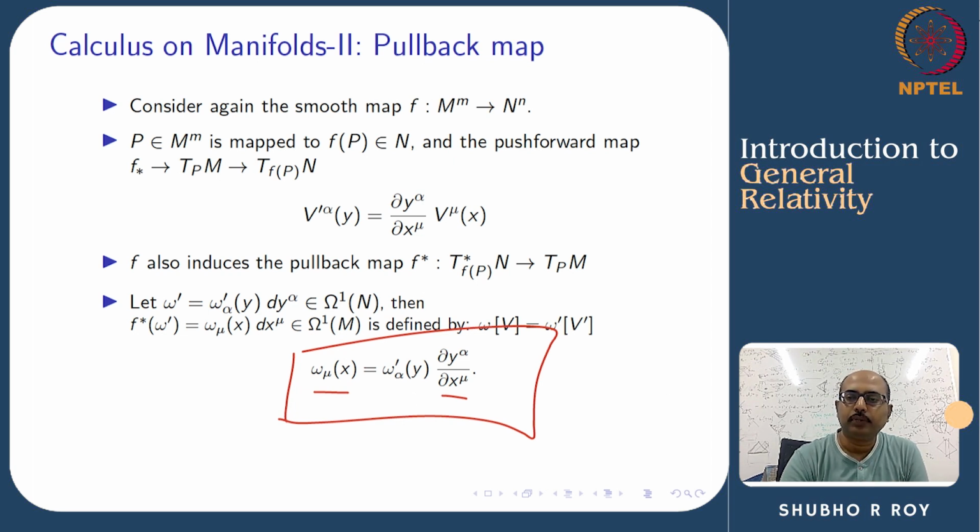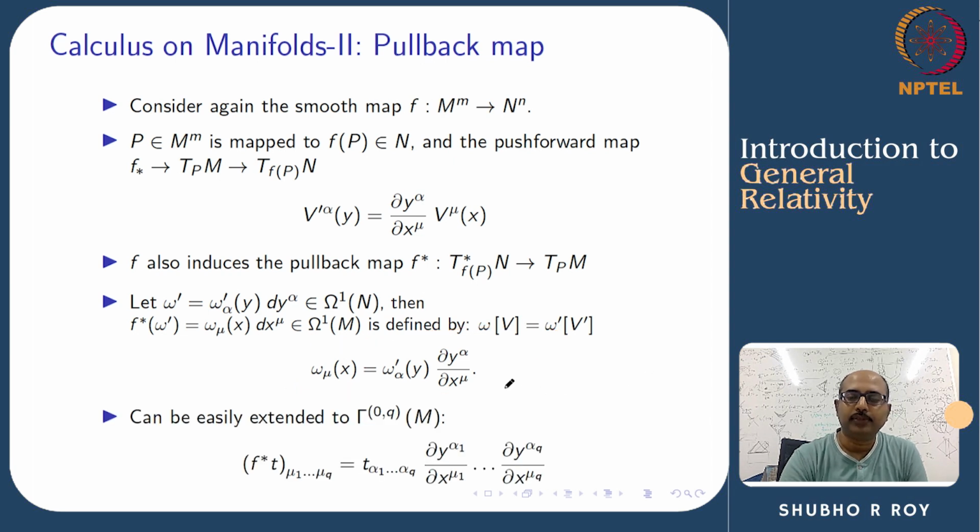Very simple, nothing complicated. And as I said before, just as in the case of the push forward map, which you can generalize to (p,0) rank tensors, the pullback map you can also generalize to (0,q) rank tensors. Remember, (0,q) rank tensor fields you can think of as a direct product of q number of one-form fields. Then, as you can imagine, the transformation rule will involve q copies of the Jacobian.